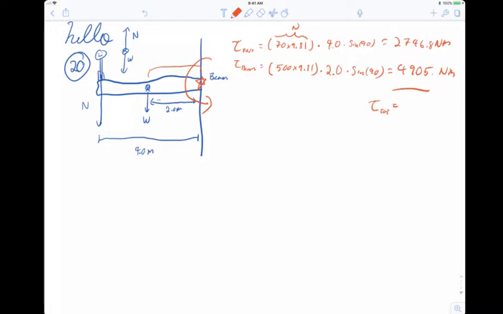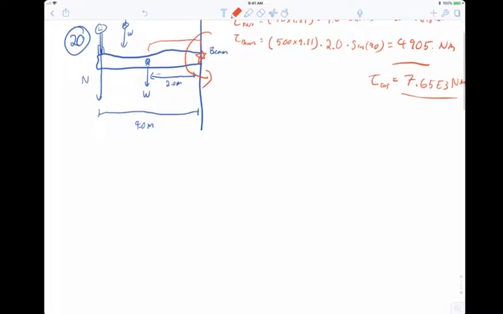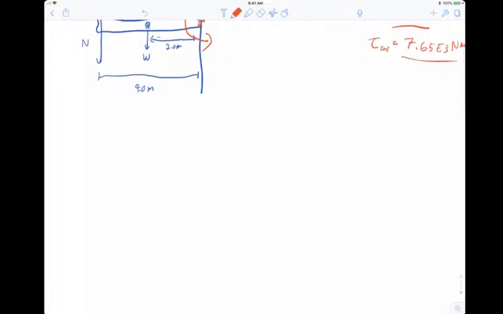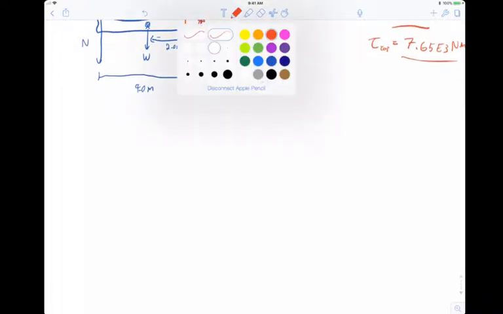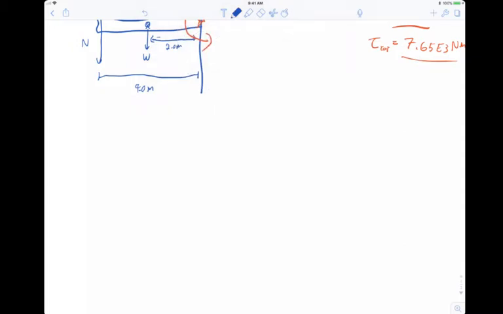2746 plus 4905, so this is 7.65 E3 Newton meters. Boom, done. Next question. Nobody has any questions on the chat. Next question is question 22.